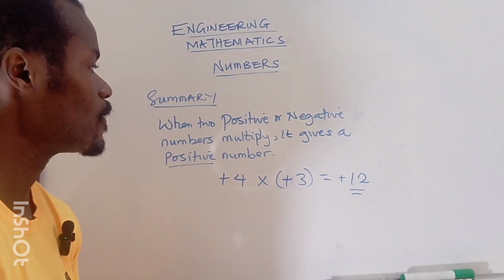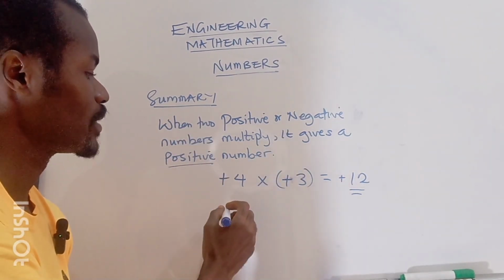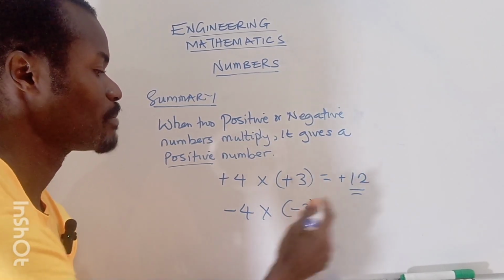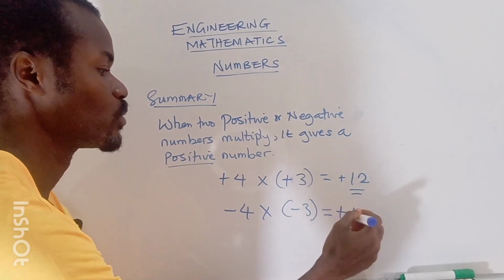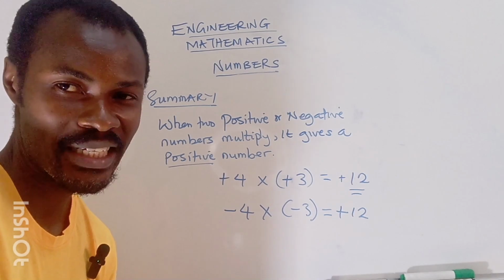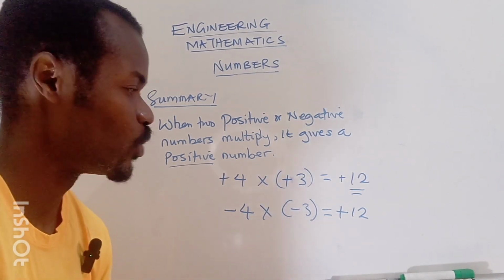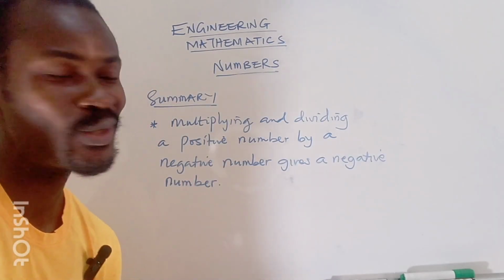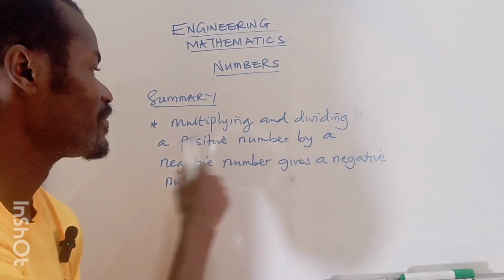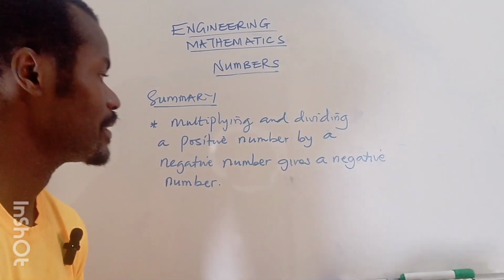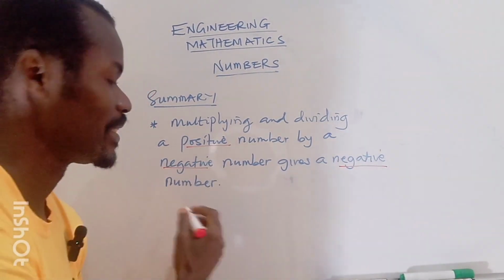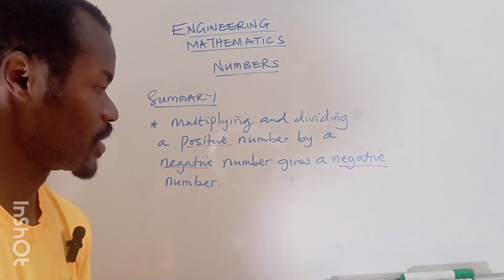Now for the second rule, when two negative numbers multiply, if I have minus 4 times minus 3, this is going to give us minus times minus is plus, and 4 times 3 is 12. So take note, whenever you multiply two positive numbers or two negative numbers, your answer always ends with positive. And the last rule, just to end it up, is whenever you're multiplying or dividing a positive number by a negative number, it gives you a negative number as its answer.